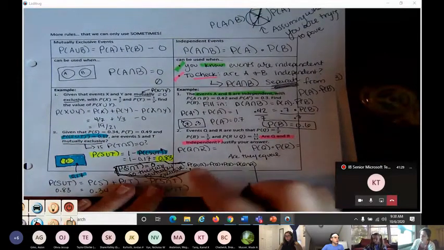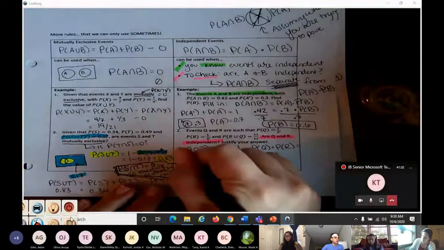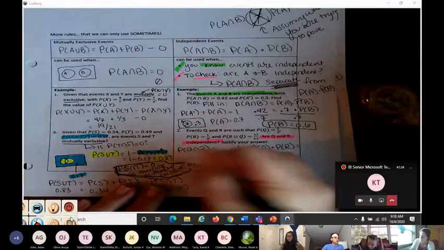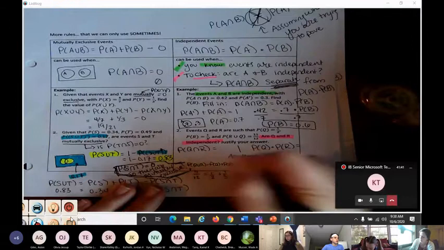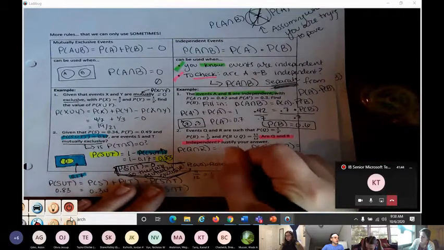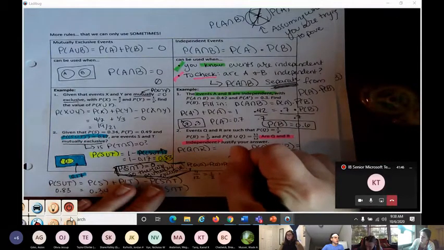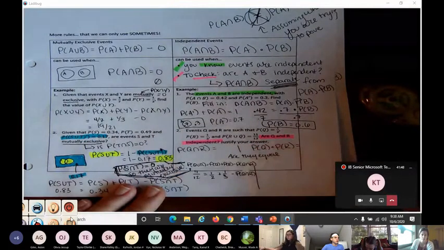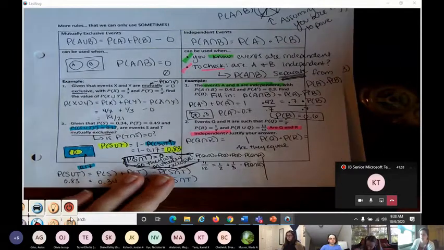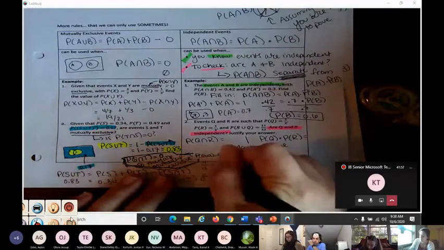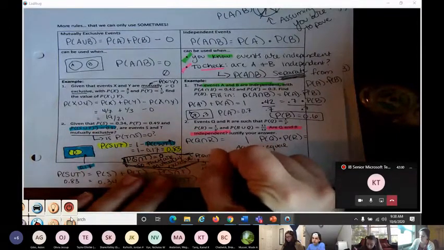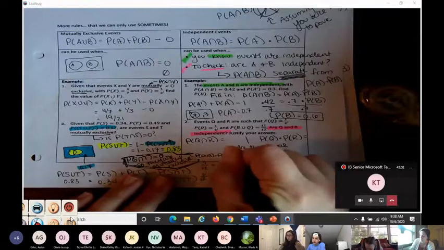Now I know the union was 11 over 12. I know that my Q was 1/2. I know that my R was 1/3. And I'm trying to find my intersection. I need a common denominator. The least common denominator here is going to be 12. So I'm going to have 6 over 12 and 4 over 12.